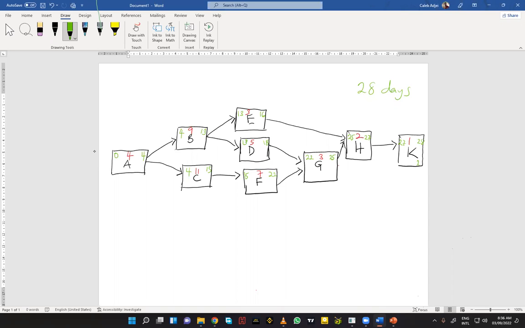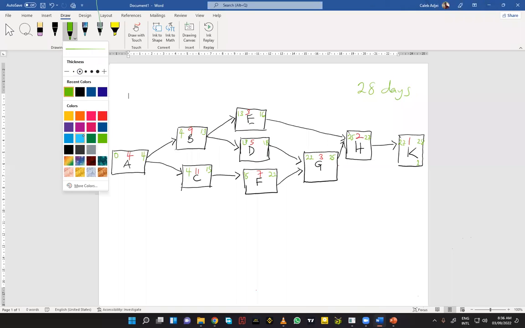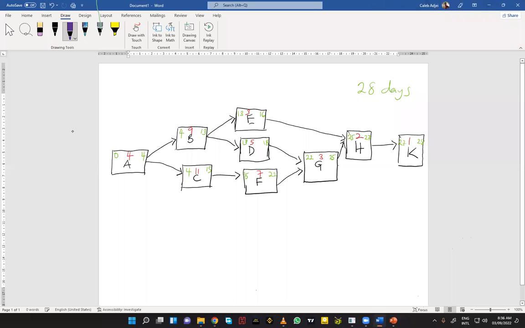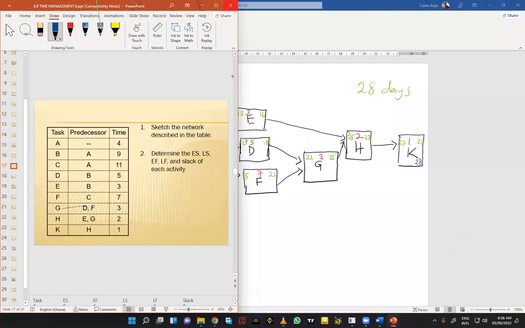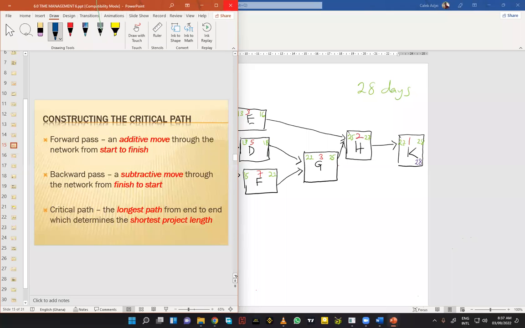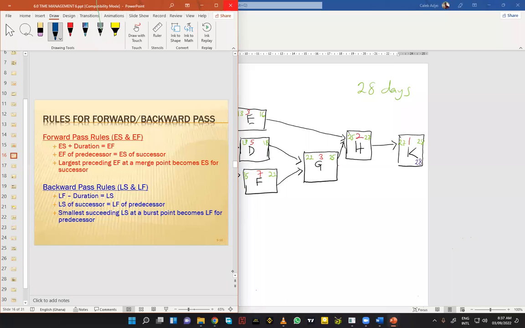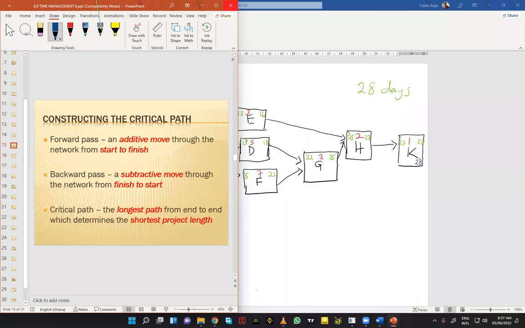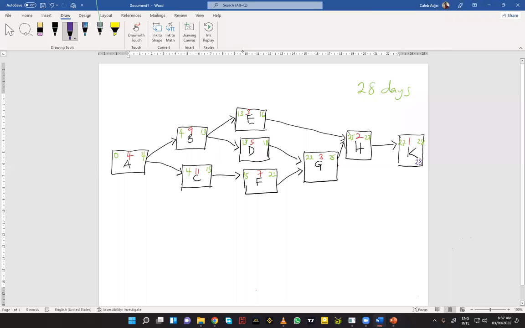Let me use a different color for this one too, so that it doesn't mix up. Okay, let me use mauve. So we have 28 here, and we said the backward pass rule is a subtractive move. I hope you remember. So we are going to subtract the duration from the late finish. So 28 minus 1 will give us 27.